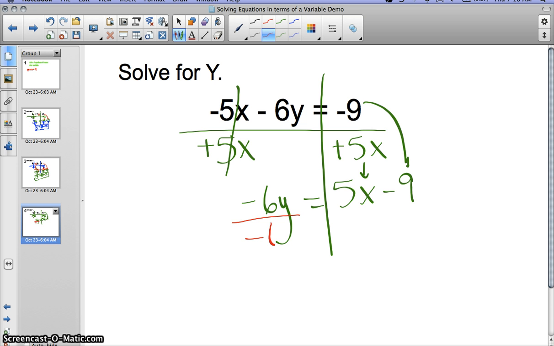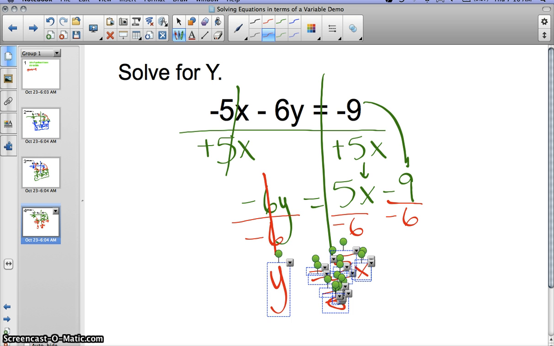Okay, now we're going to divide by negative 6. We have to divide it everywhere. Don't forget that. We end up with y is equal to 5 over negative 6. Oops, I don't know what happened to the board there. Oh gosh. Abandoned ship. There we go. Alright, so 5 over negative 6x, and then negative divided by negative is a positive. So that's going to be a plus. And we can reduce 9 over 6 into what? 3 over 2.